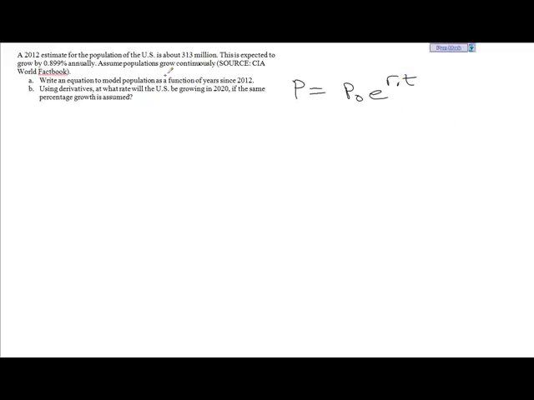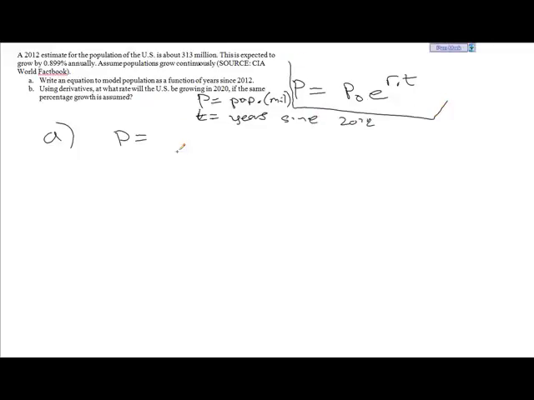So in our case, we know to write an equation, the population, so we'll let P equal population, which will be in millions. And we want to model this as a function of years since 2012, so I'll let T equal years since 2012. And I know that initially there's 313 million, that's the 2012 estimate. The exponential growth base raised to the 0.00899, since that's our R, times time.